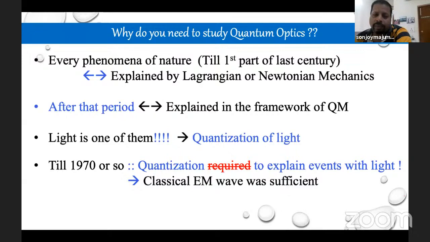In the first part of 1970, what happened? There were some ideas which were known but could not be explained using that semi-classical idea, that means that light will be classical and matter will be quantum mechanical, so they will be treated differently. So that was not suited. Defining the light using the classical electromagnetic wave was not sufficient after that, but till then it was very much sufficient.